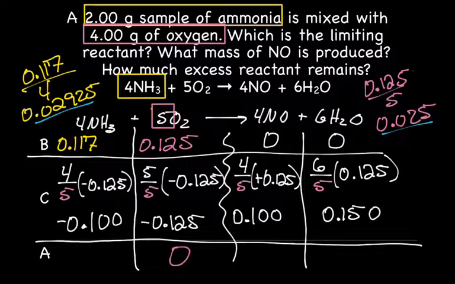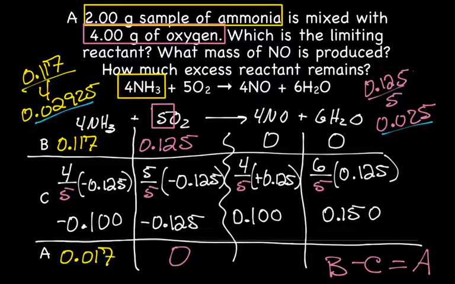Okay, last step is to figure out the after amounts. So remember that after is going to be, I guess I'll write it down here. It's before minus change equals after. Okay, before minus change equals after. So starting with NH3, we started with 0.117 moles. We used 0.1 moles. So what's left over is 0.017 moles.